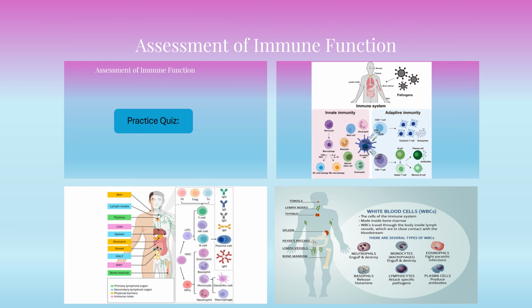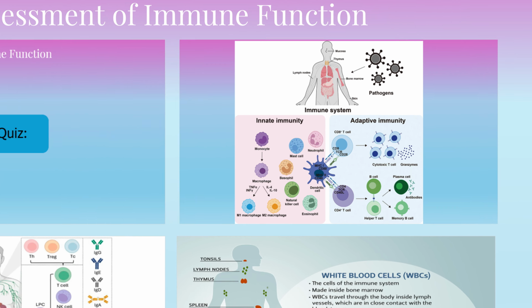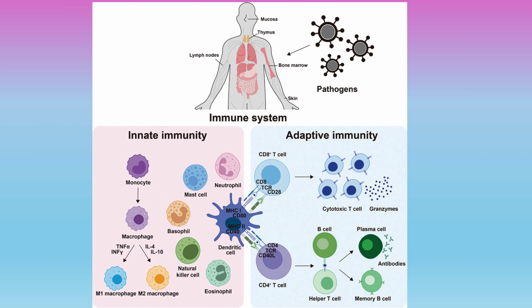So now we go next. Here you can see the monocytes, macrophages, how they divide, the natural killer, the eosinophils. You see the helper T cell, memory B, the B cell, plasma. So this is a little review.